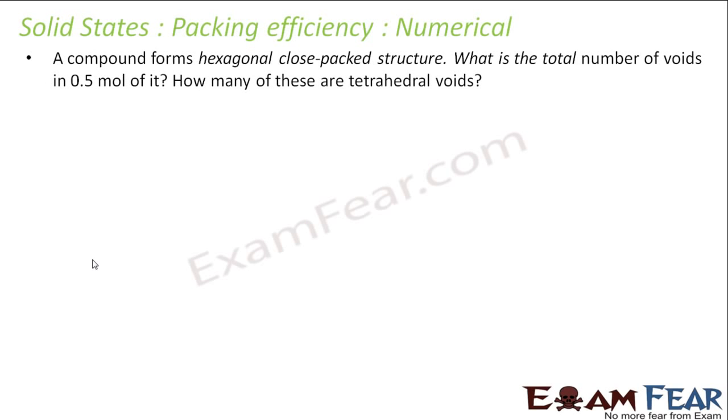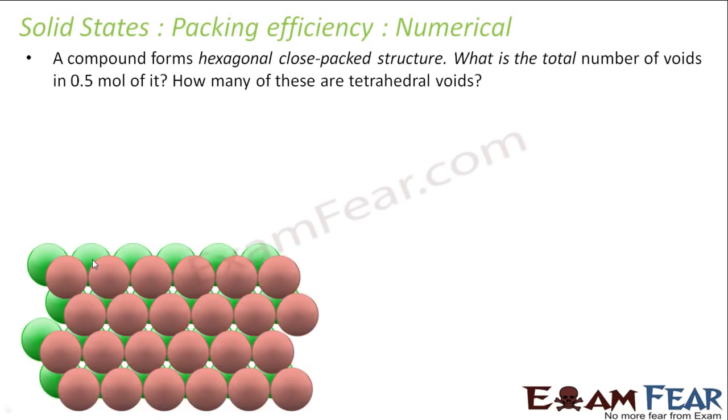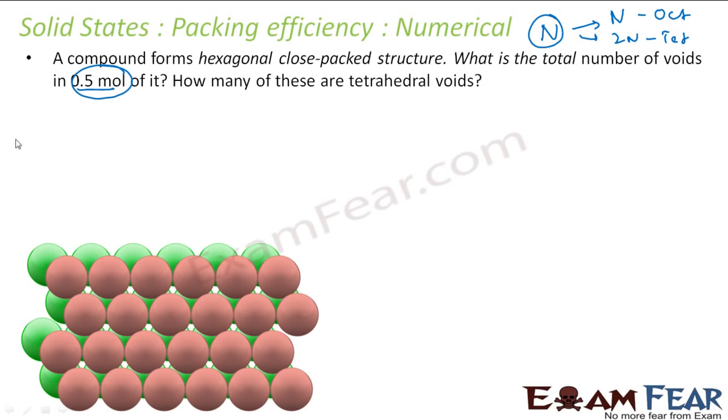A compound forms a hexagonal close packed structure. This is my hexagonal close packed structure. What is the total number of voids in 0.5 mole of it? And how many of these are tetrahedral voids? See, we know that n molecules will get n octahedral voids and 2n tetrahedral voids. This is something we know. So if we can just find the number of molecules, we can easily find the number of octahedral and tetrahedral voids. It says that it is 0.5 mole.